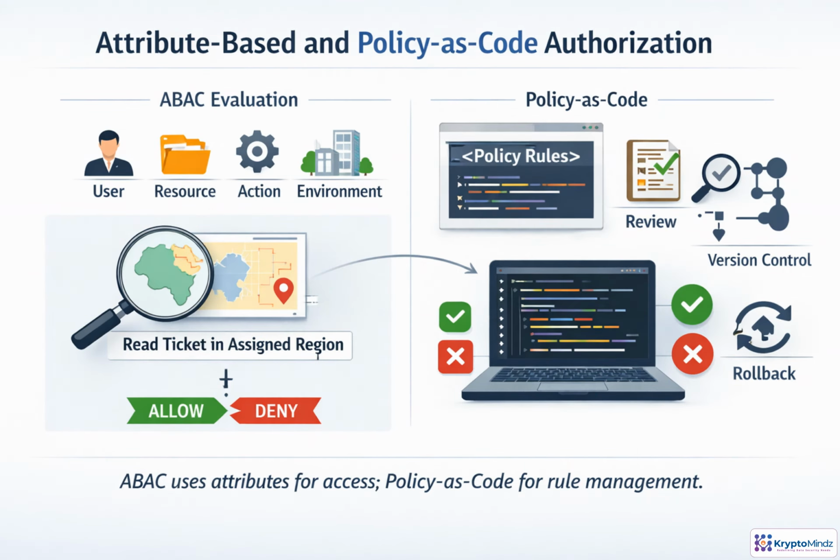Attribute-based access control moves beyond simple roles. Instead of asking only, "Is this user support?" it asks, "What is the user's role? Which tenant are they in? What ticket are they reading? What region is assigned? And what is happening right now?" That supports decisions like allow ticket.read only when the agent belongs to the tenant and the ticket's region is assigned to them. Policy as code treats that rule like software. It can be reviewed, tested with allow and deny cases, versioned, and rolled back. Keep policies small, clearly named, and covered by tests.